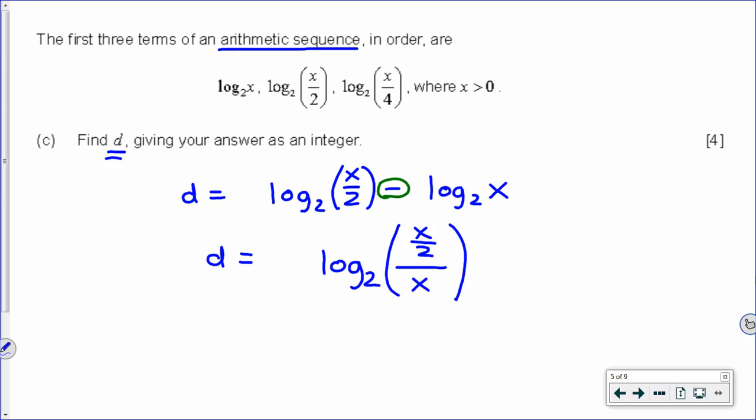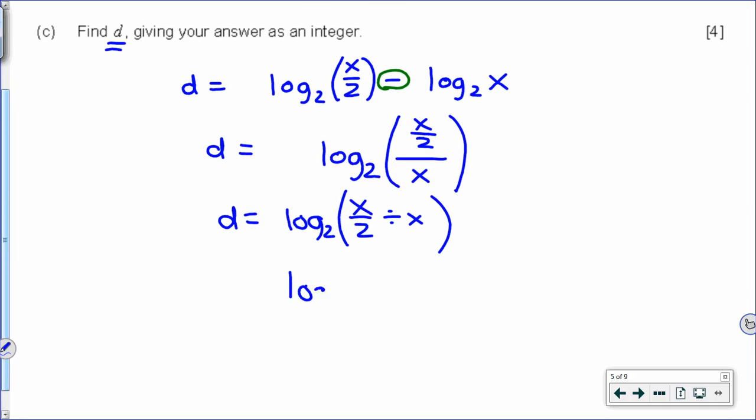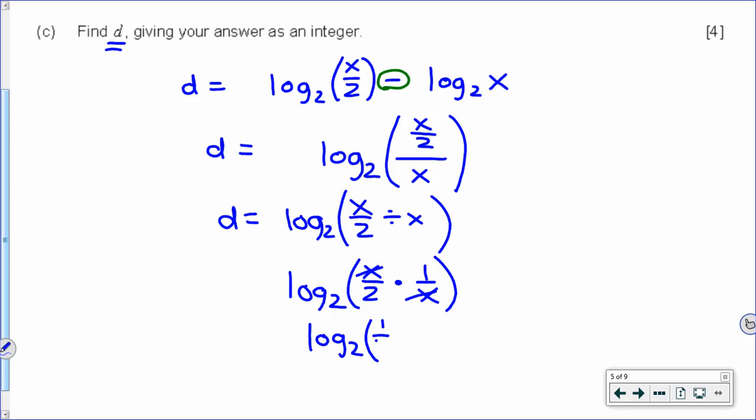And again, we have the complication of how do you deal with a fraction and a division in the same problem. And again, I recommend, this is all still in the parentheses here, writing it first as a horizontal division problem, and then changing it to multiplication. So log base 2 of x over 2 multiplied by, and then flip this one. What you'll see is that the x's cancel out, and what we're actually evaluating is log base 2 of 1/2.